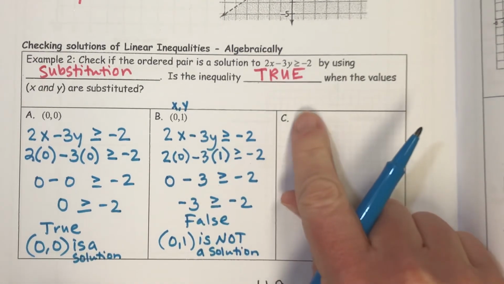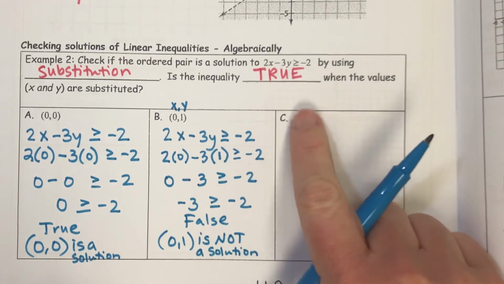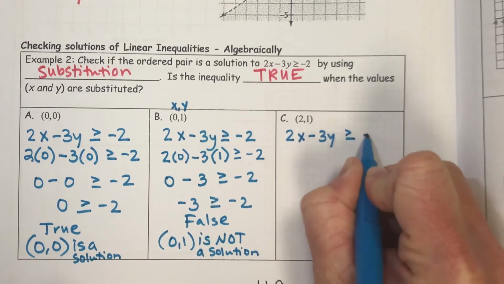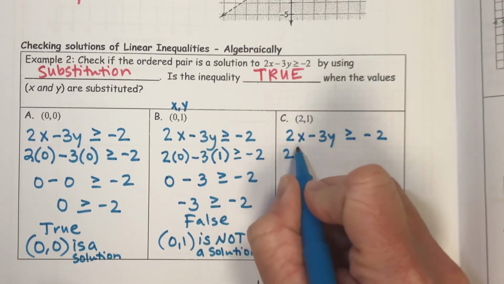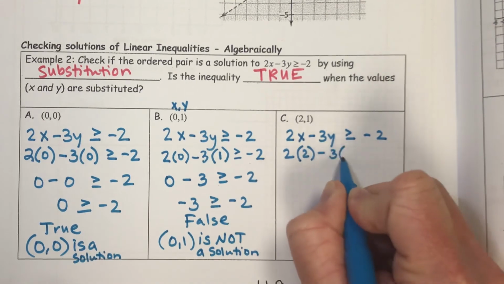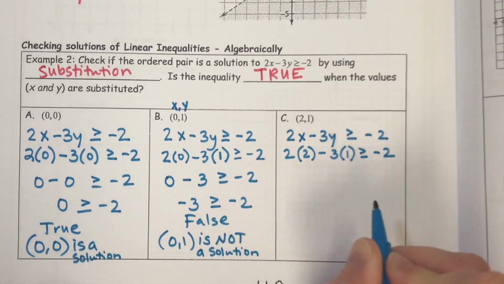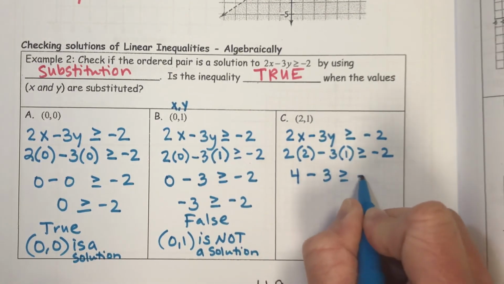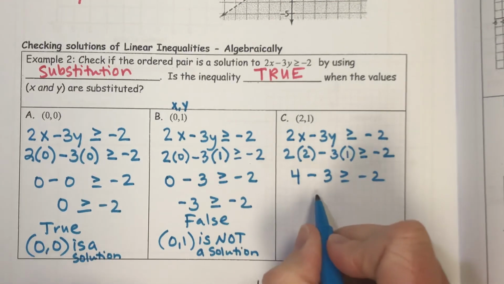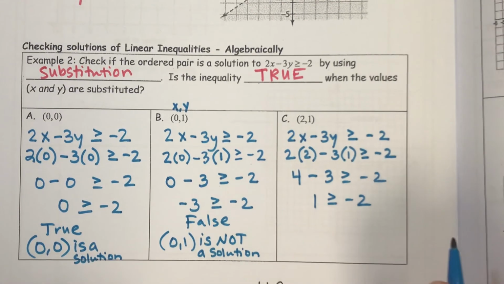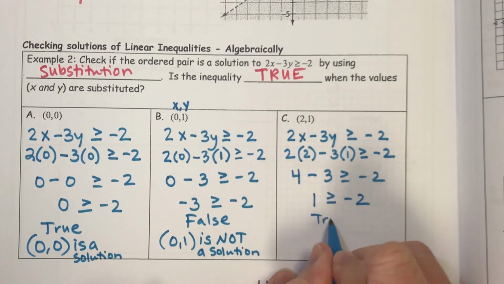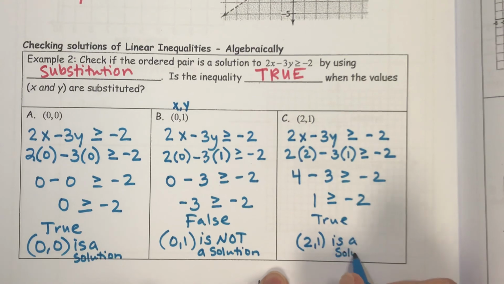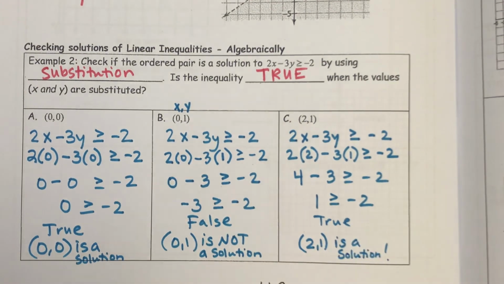And then here is our last point to check. 2x minus 3y is greater than or equal to negative 2. So for my x, I'm going to put the number 2. For my y, I'm going to put the number 1. And I'm going to see if I get a true statement. 2 times 2 is 4. 3 times 1 is 3. Is 4 minus 3, or the number 1, greater than or equal to negative 2? Yes, true. So that means the point (2, 1) is a solution. And that's how you check for your points.